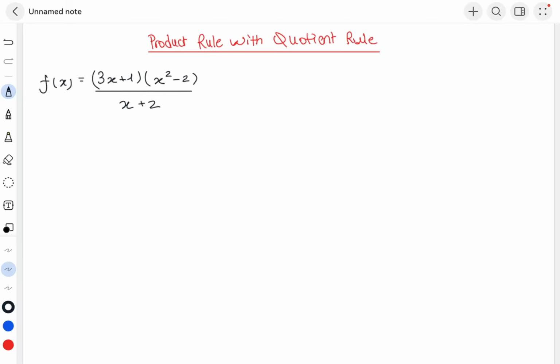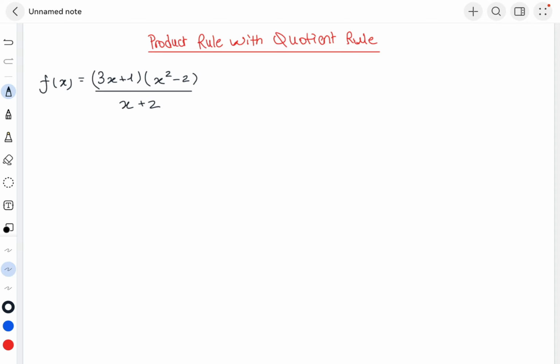Today we will be solving a question using product rule and quotient rule. Let's look at this example together. Here we cannot use quotient rule by itself because we have a product of 2 in the numerator, and we cannot use product rule by itself because we have a denominator. So in that case we need to use both product rule and quotient rule.